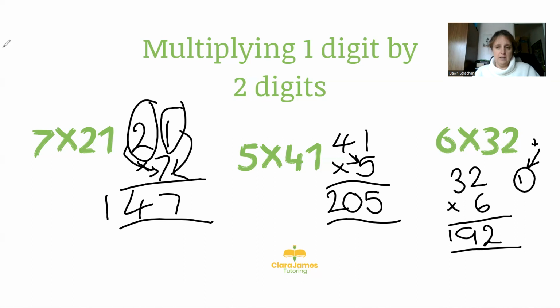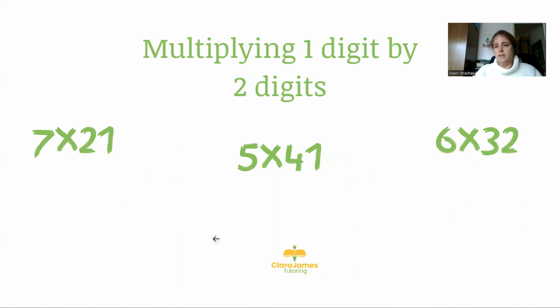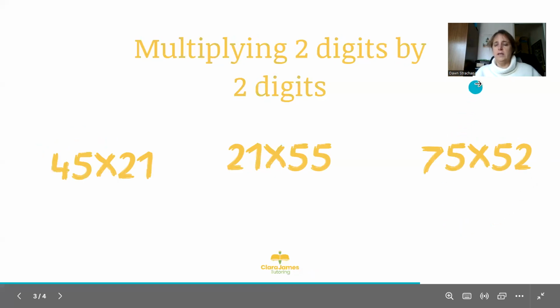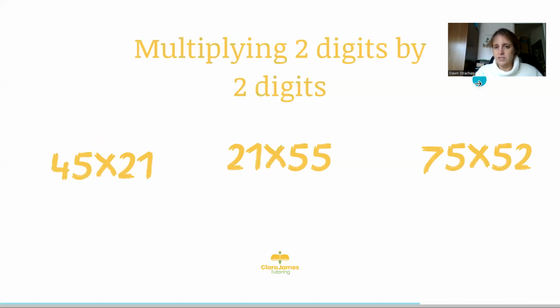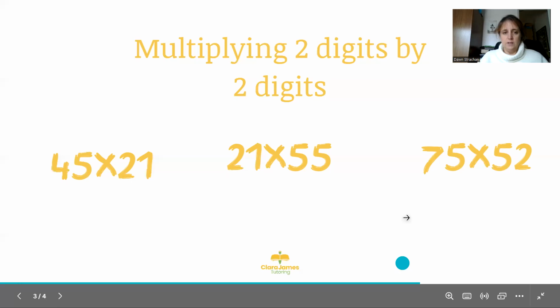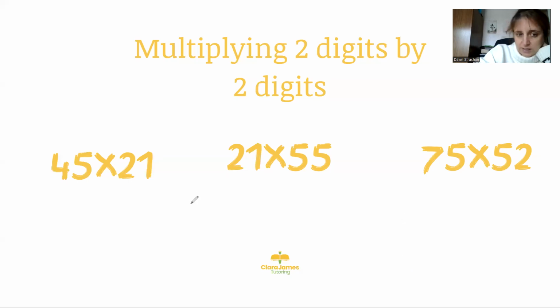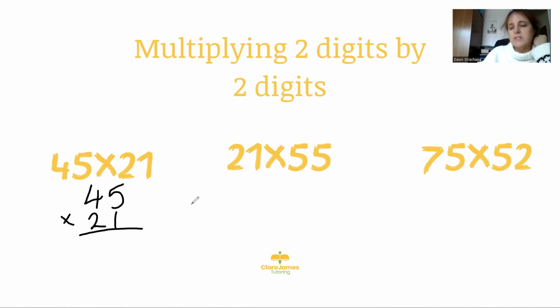Okay, so hopefully those 3 were quite straightforward, because now the next ones are going to get slightly harder. Now we're looking at multiplying 2 digits by 2 digits. So this time I would set it up, once again, one on top of the other. So 45 times 21. I haven't given myself very much space, but hopefully it will fit.